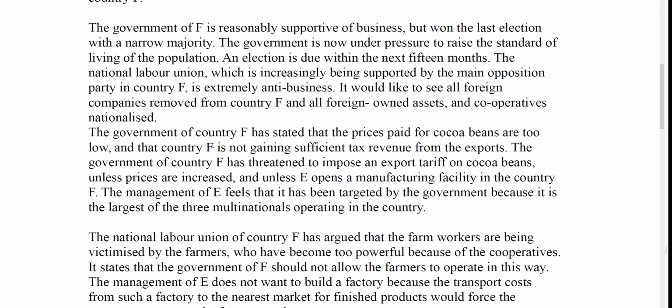The government of country F has stated that the prices paid for cocoa beans are too low and that country F is not gaining sufficient tax revenue from the exports. The government has threatened to impose an import tariff on cocoa beans unless prices are increased and unless E opens a manufacturing facility in country F. The management of E feels that it has been targeted by the government because it is the largest of the 3 multinationals operating in the country.